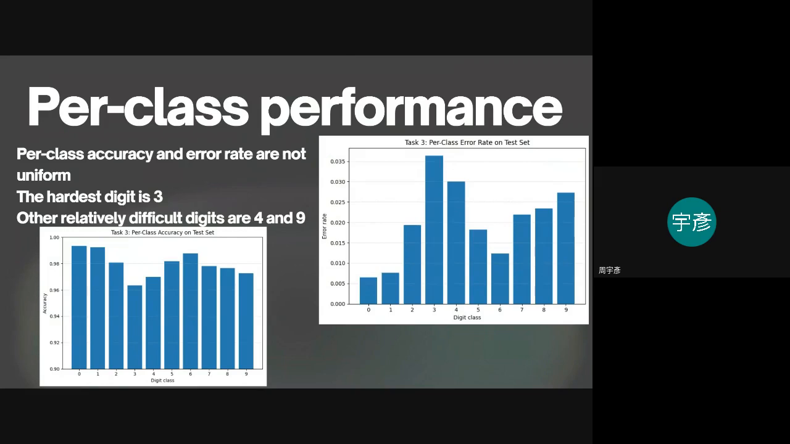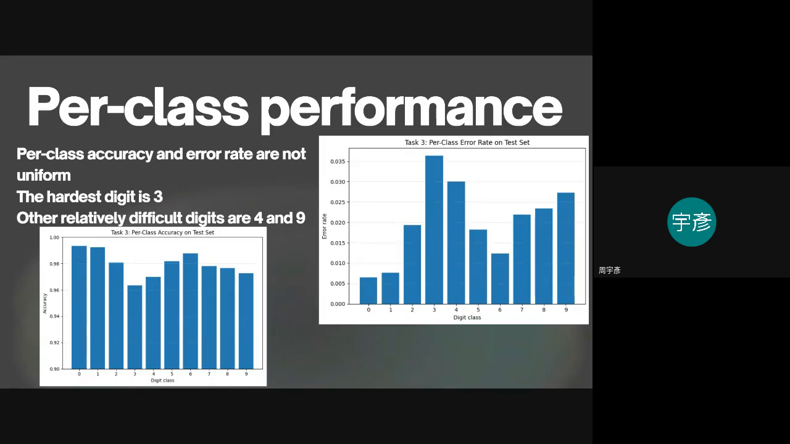This slide shows the per-class accuracy and per-class error rate of the baseline model on the test set. From the accuracy plot on the left, we can see that the model does not perform equally well on all digit classes, even though the overall accuracy is high. Some digits are clearly more difficult than others.